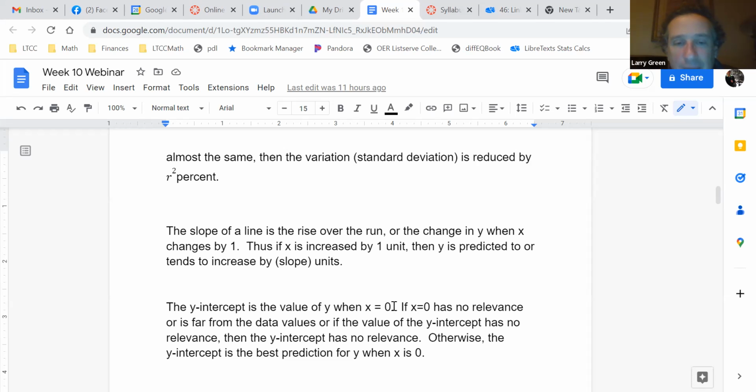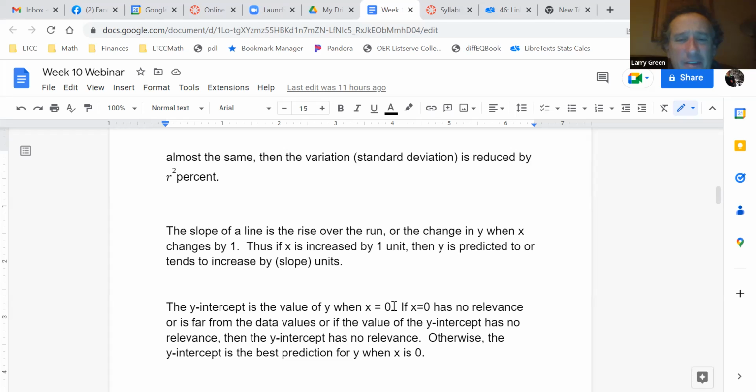Okay. But what you do need to know about the y-intercept is that the value of X at the y-intercept is always 0. That's what it means to be a y-intercept. Sometimes it'll have no meaning at all because X equals 0 has no relevance. So for example, if we looked at age of college students versus GPA, and let's say the y-intercept was 0.3.